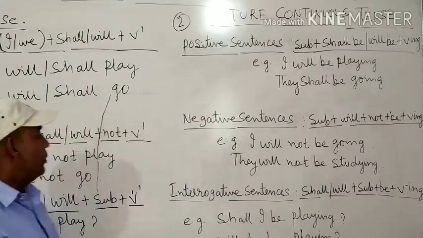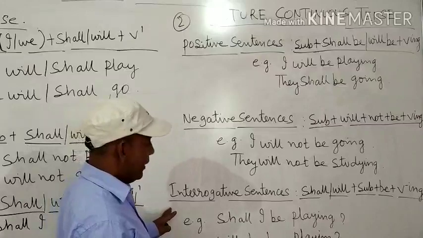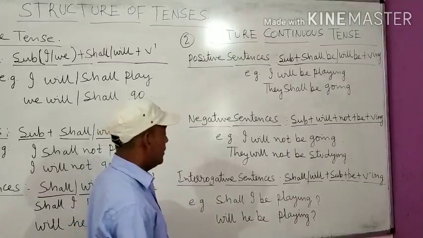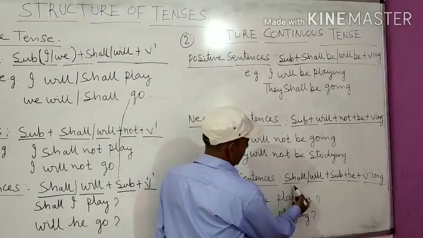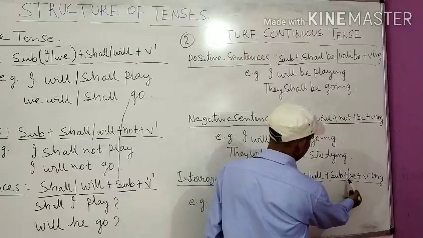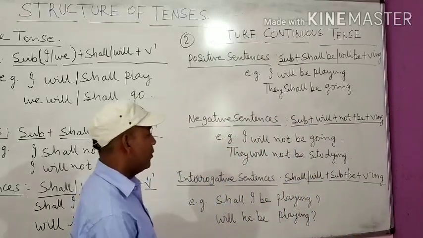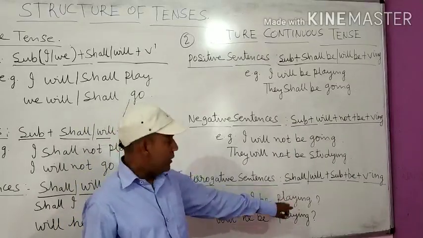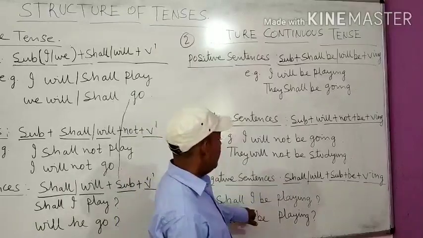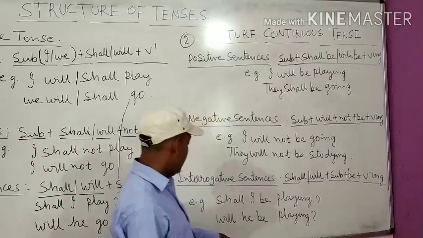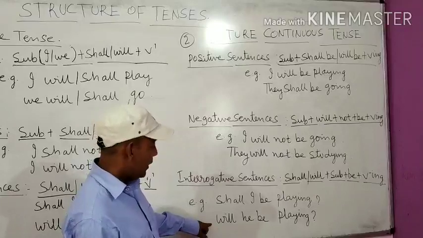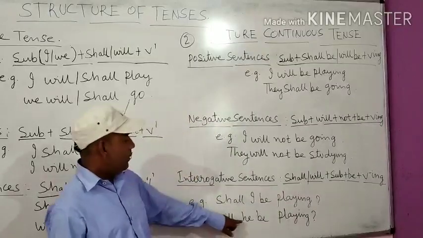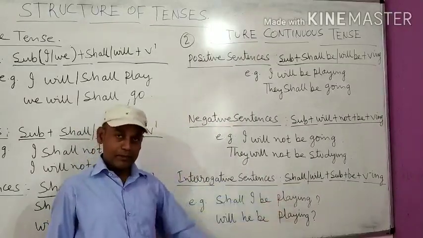Okay. Similarly, if we get interrogative sentences where it asks questions, there will be a question mark at the end. The structure will be: we can say shall or will, subject plus be, and again the ing form of the verb, followed by a question mark. Example, shall I be playing? Here the subject is I and the ing form of the verb is playing. If we take it another way, we can say will he be playing? This is the example of another sentence.